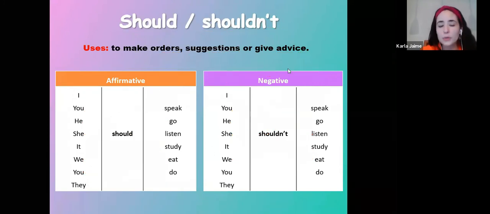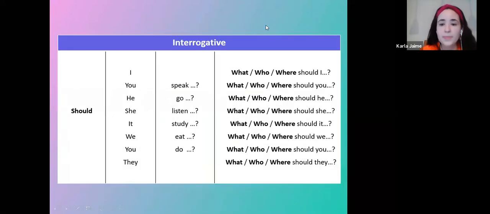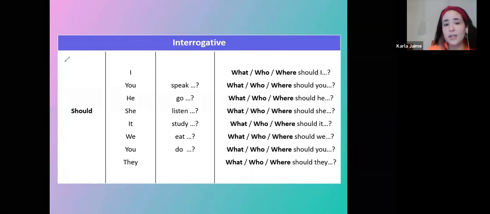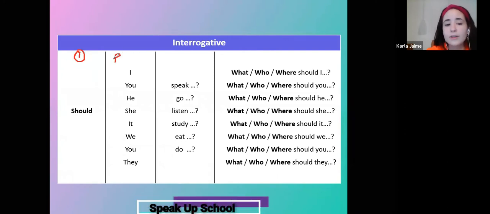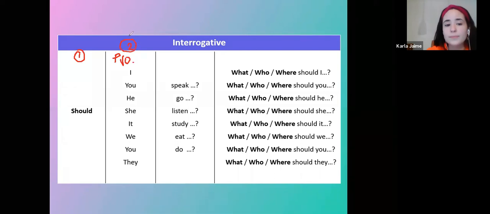How do we ask questions with should and shouldn't? There you go. So in here, the first thing you put on the question is the word should. This is your first step. Should. Then you put your pronoun, okay? Let me just abbreviate that, pronoun. This is your step number 2. Then you add your verb in the base form. This is step number 3. And then step number 4 is basically your complement, okay? What are you going to complement the question with?